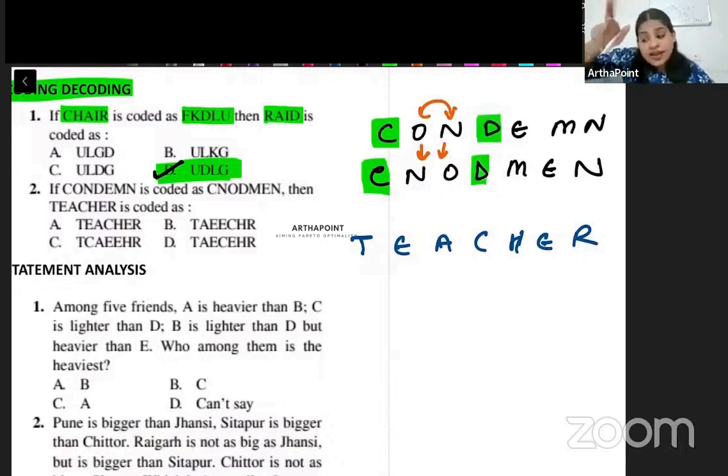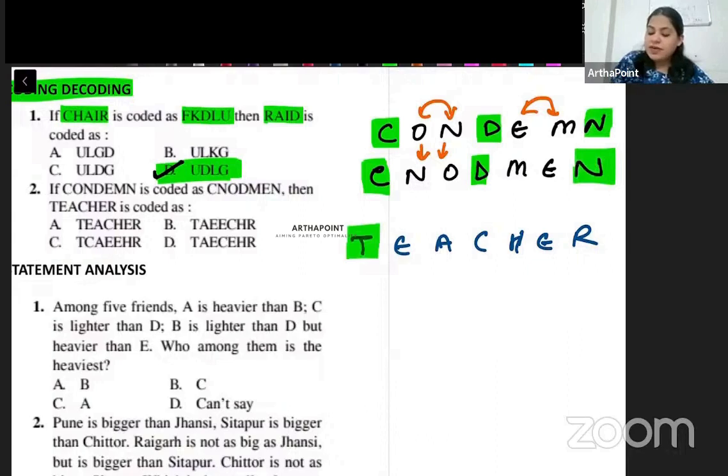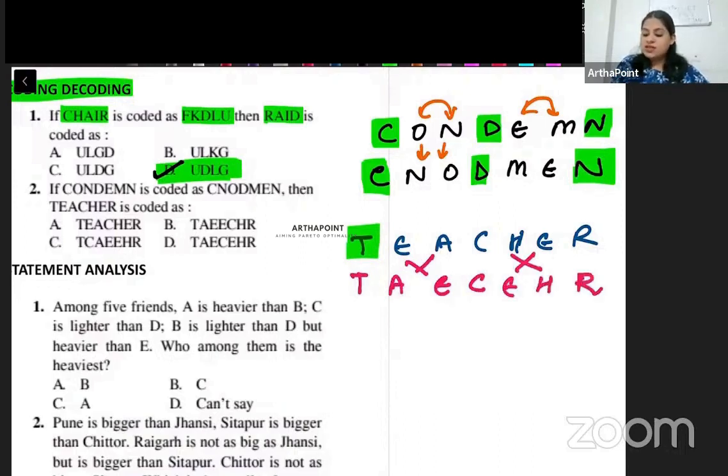Then the next two are again getting flipped. E ko M likh rahe ho aur M ko E. So these are getting flipped, beta. And then N is written as it is. तो बेटा सेम फॉलो कर लेते हैं. First alphabet will be written as it is. Next two will be flipped. Then it will be written as it is. Next two will be flipped. And then it will be written as it is. So answer will be TAEC.